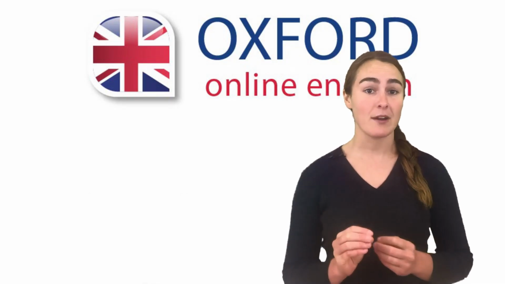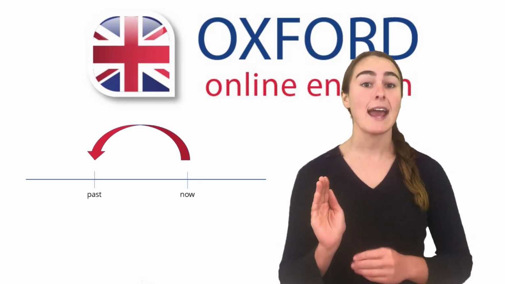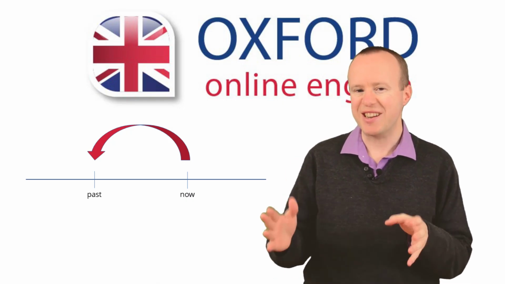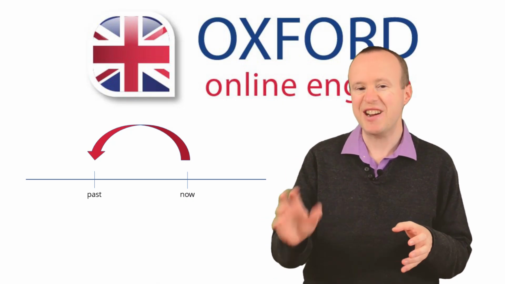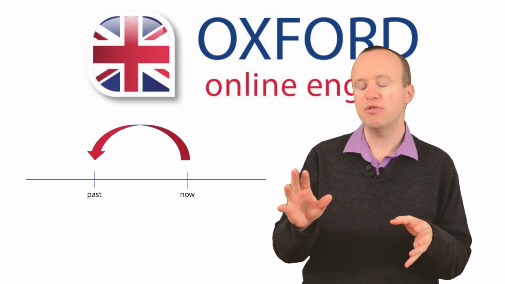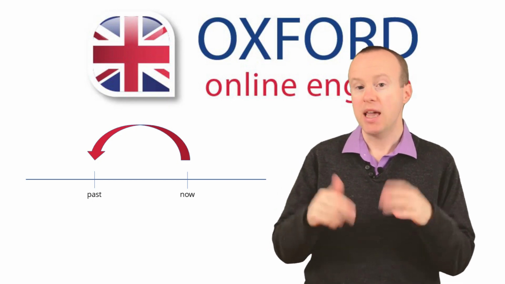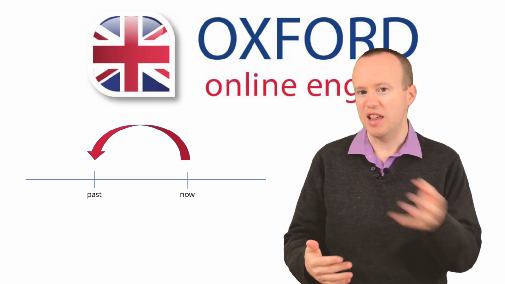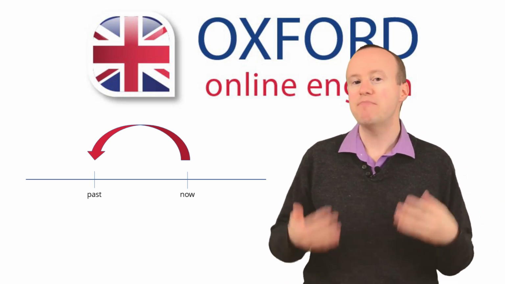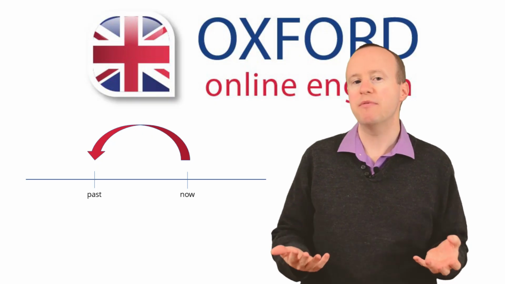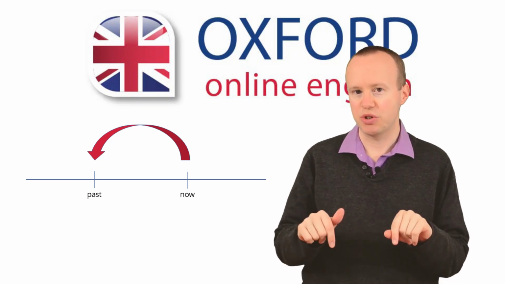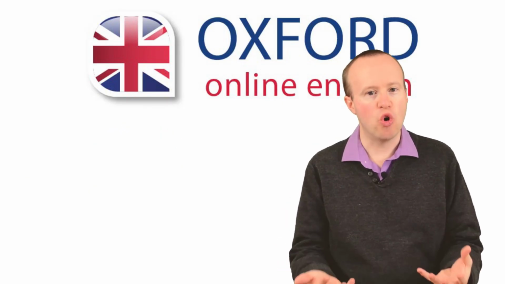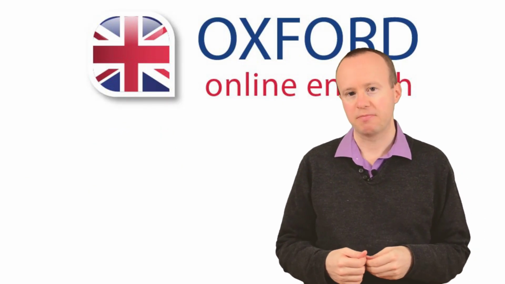First, the present perfect connects the past and the present. Secondly, think about the name, present perfect. It's a present verb form. It tells you something about now. Even though you often use the present perfect to talk about things in the past, it's still a present form. It gives you some information about the present. Let's start by looking at how to form the present perfect tense.